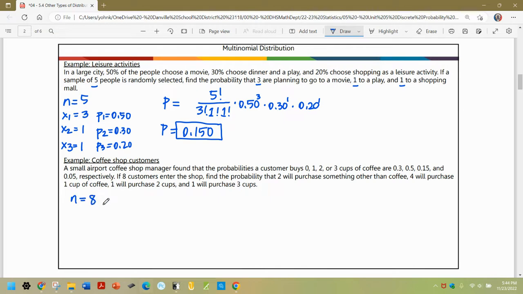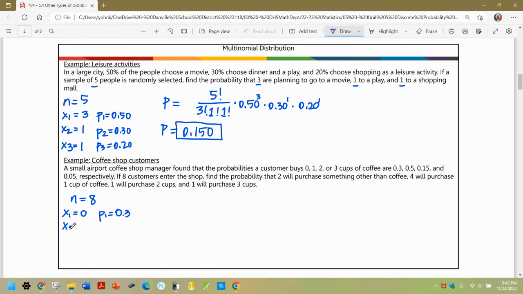All right, so we have 8 customers altogether. My first outcome, x sub 1, is equal to 0, and that happens 2 out of the 8 times. The probability for that outcome is 0.3.